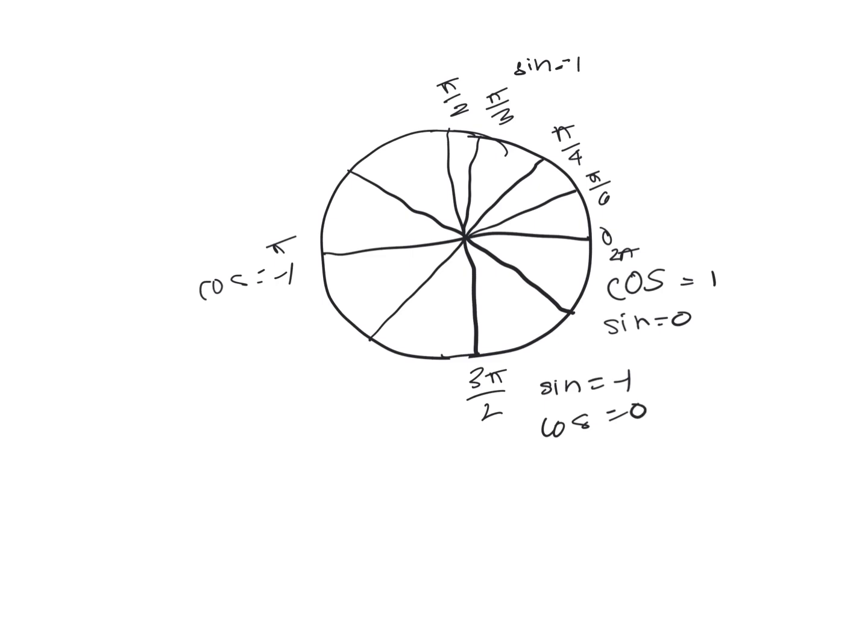Now, at pi over 4, sine and cosine are the same, and they are root 2 over 2. Okay, let's get into the harder part.